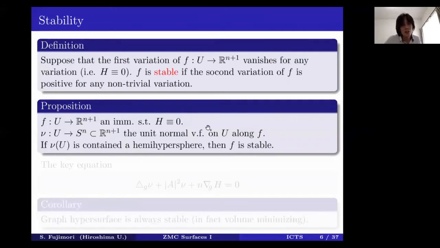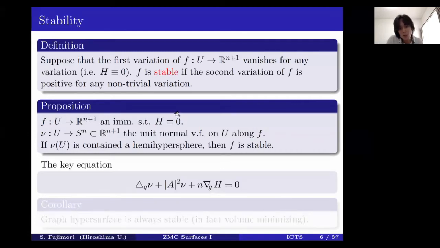So, one of the results from the second variation formula, we have this proposition. And to prove this, the key equation is this identity. I don't give the proof of this proposition here, but this is a well-known result.